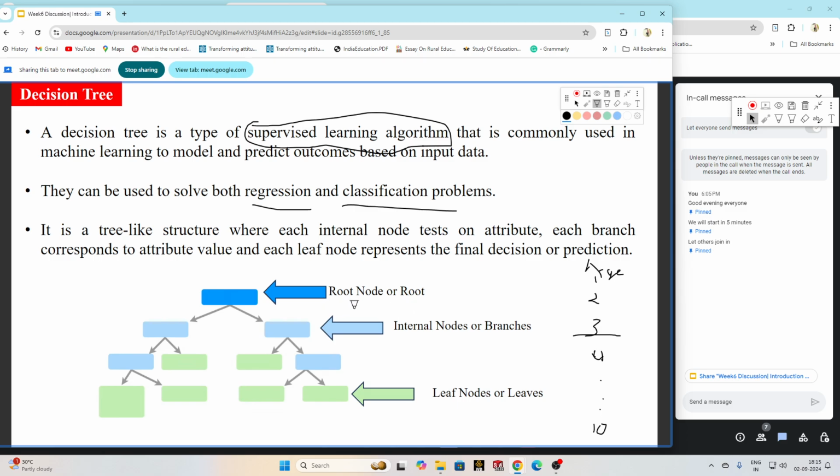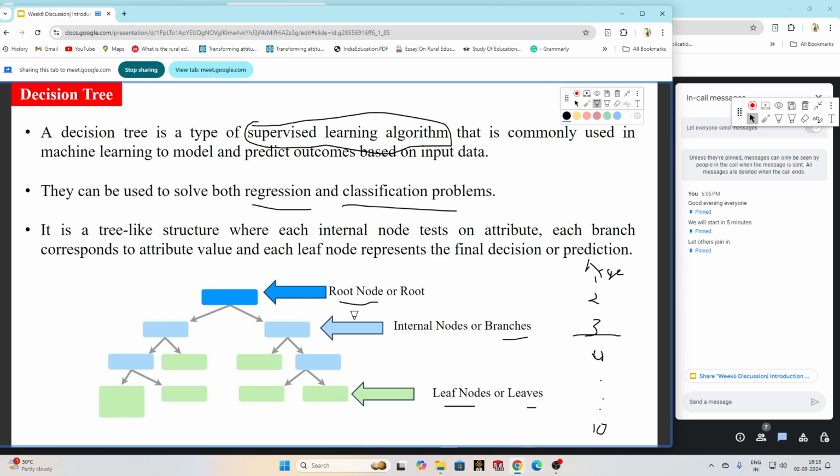Okay, but again I am telling you, there are three crucial nodes here. First node is the root node. Second node is the internal nodes, also known as branches. Third node is the leaf node or leaves. The root node is the main node. The root node splits into various branches or internal nodes. The internal nodes split into various leaf nodes or leaves.